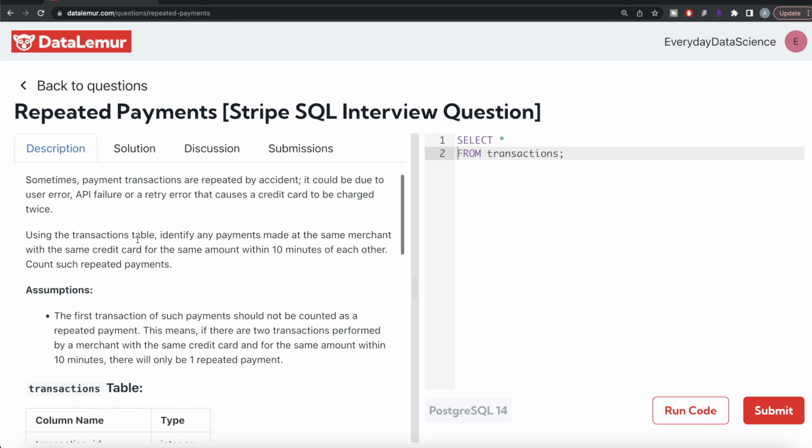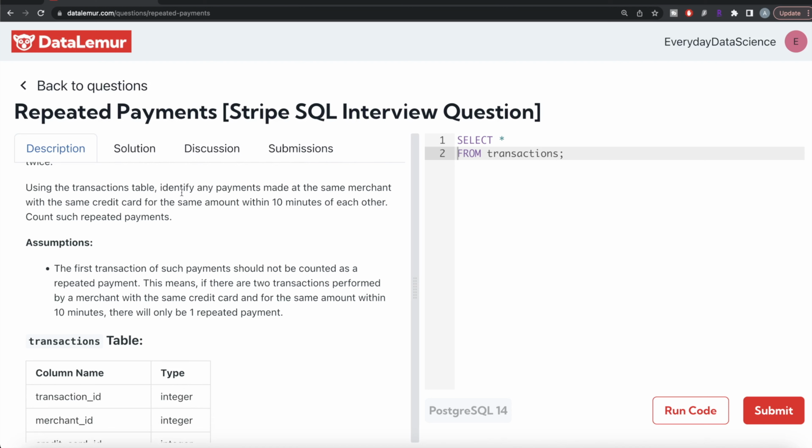The question reads, sometimes payment transactions are repeated by accident. It could be due to a user error, API failure, or a retry error that causes a credit card to be charged twice, right? Using the transactions table, identify any payments made at the same merchant with the same credit card for the same amount within 10 minutes of each other.